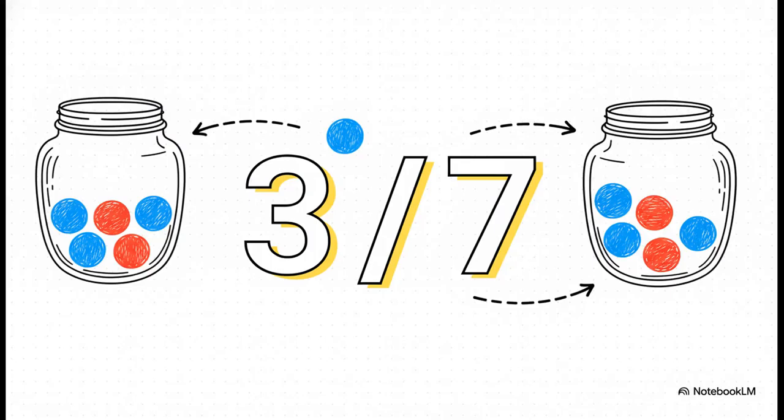So if we want to know the probability of drawing a blue marble now, it's not 3 out of 8 anymore. It's 3 out of 7. The outcome of our second draw was completely, totally dependent on what happened in the first draw. And that right there is dependency in a nutshell.